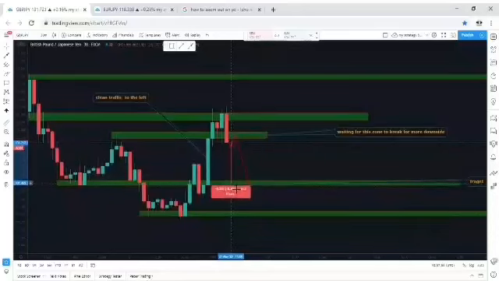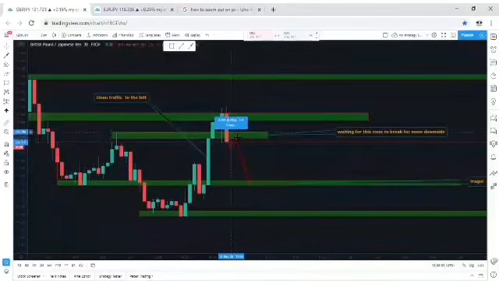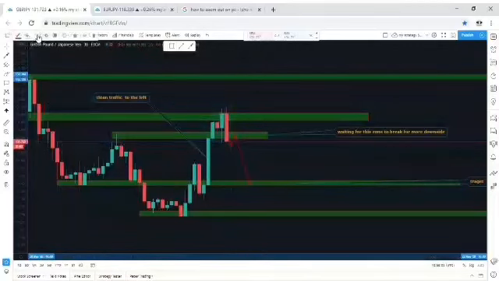This is how many pips? This is 26 pips take profit. Then our stop loss. Let's check the 15 minutes.